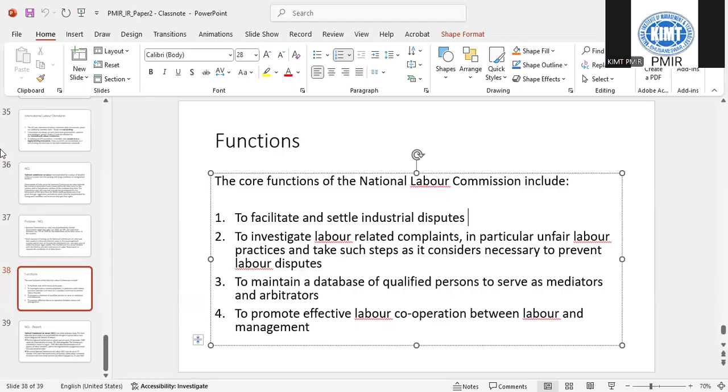Another main function is the promotion of cooperation between the employer and employees in the employment place. That means labor and management. So there is cooperation. These are the functions.